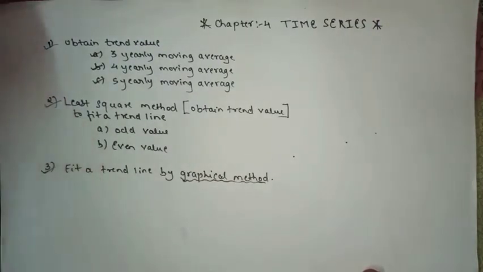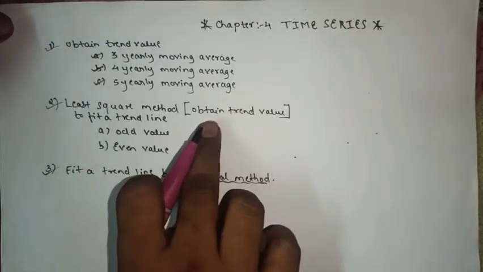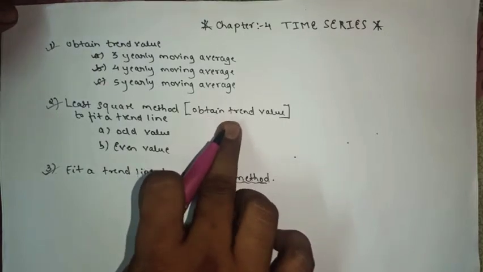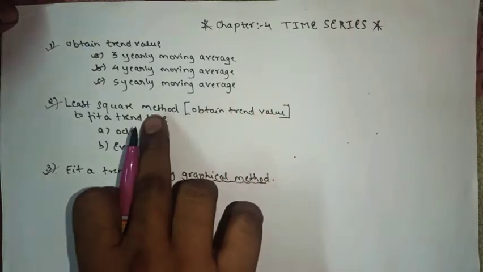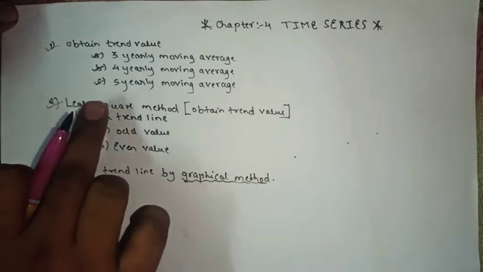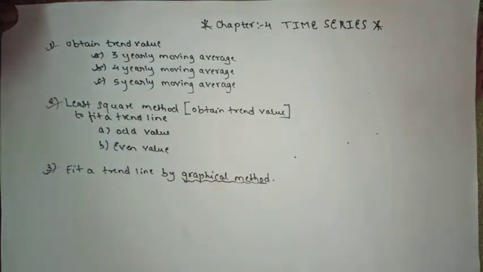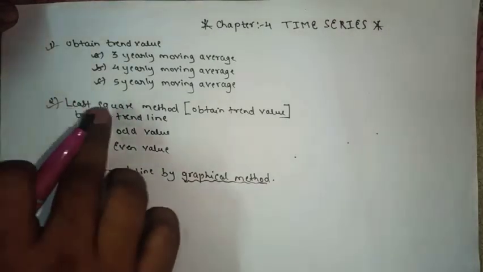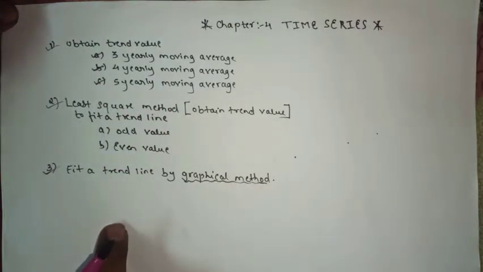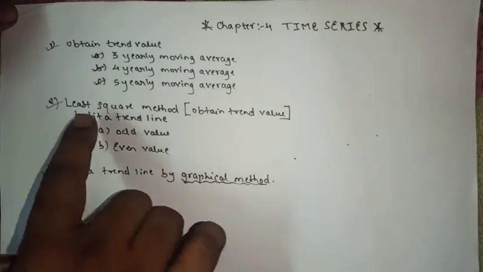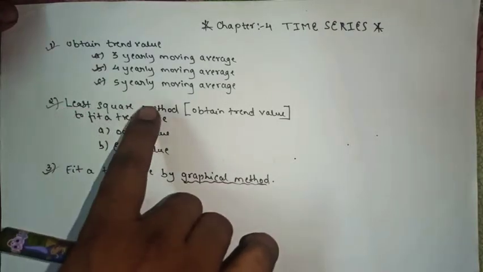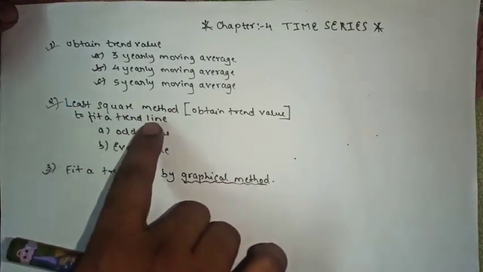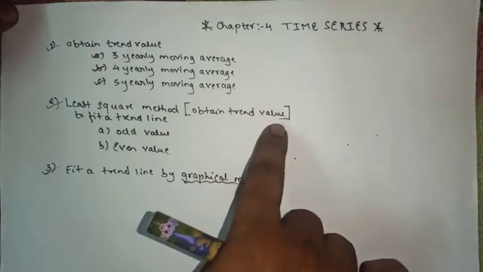In type number 2, again you have to obtain the trend value, but by using the least square method. So you can remember this method as the least square method to fit a trend line. In the question they will ask: by using the least square method, fit a trend line and also obtain the trend value.